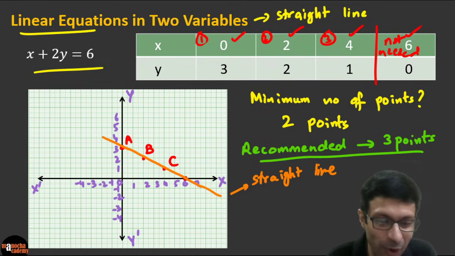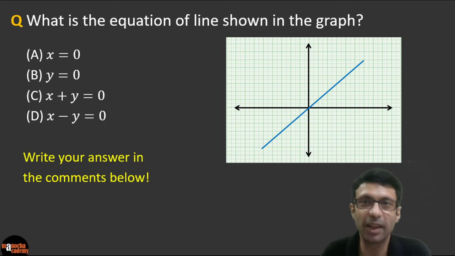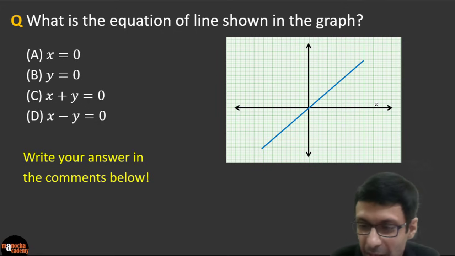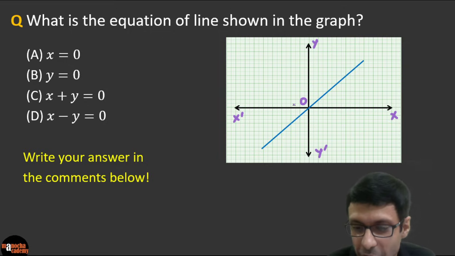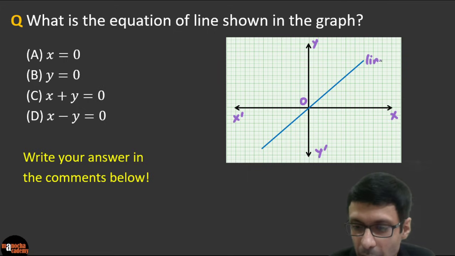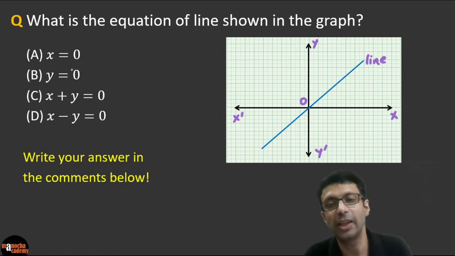Clear, guys? All right. I have one interesting question for you as your homework. What do you think is the equation of the line shown in the graph? I've shown a graph here for you, and sorry, I didn't mark the axes, so let me do it right now. X, x dash. We have y, y dash. And this is our origin. You need to tell me the equation of this line, the line which is shown in blue color here.